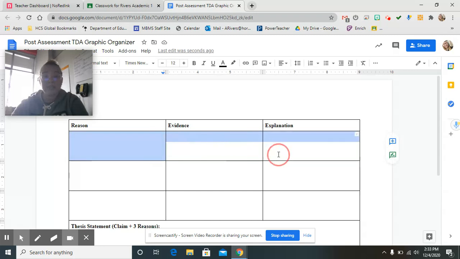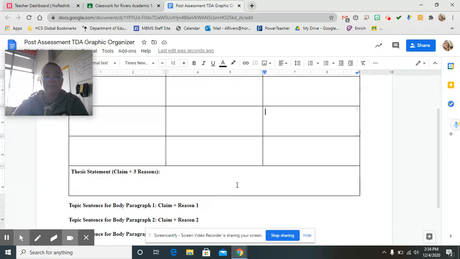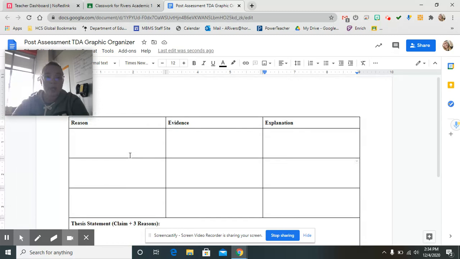So all of this will be body paragraph 1, just like we did in our TDA before. Down here, you'll put reason 2, and you'll find evidence that supports your second reason. And then you'll write an explanation that explains how your evidence supports your second reason. And then the same thing for the third. You will have your third reason, evidence, and an explanation. Your explanation needs to support your evidence, and your evidence needs to support the reason.